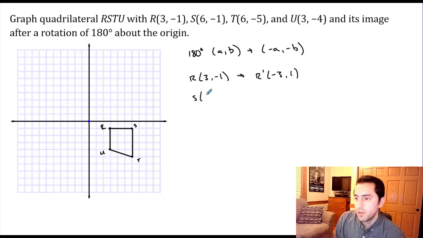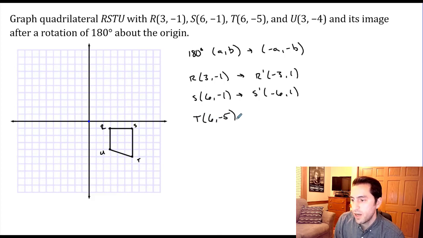And let's do the same thing for the remaining points. So S, 6, negative 1, that's going to change to S prime, negative 6, and positive 1. Let's see, T is the point 6, negative 5. Switching the signs on the X and the Y coordinates, we get negative 6, positive 5. And the last one for U, 3, negative 4. Switching those signs for U prime, we get negative 3, positive 4.